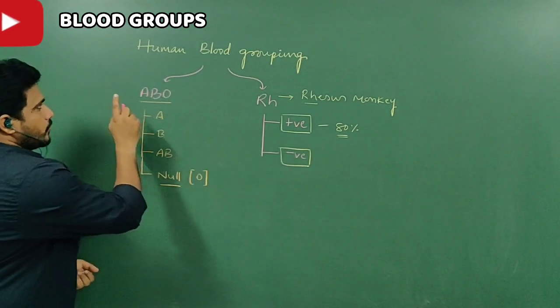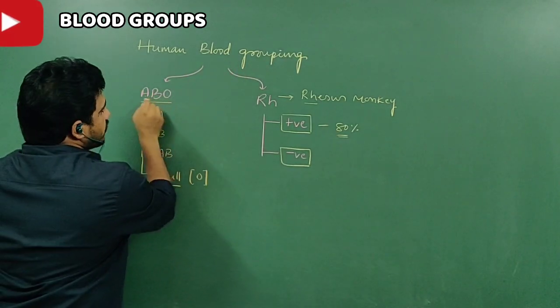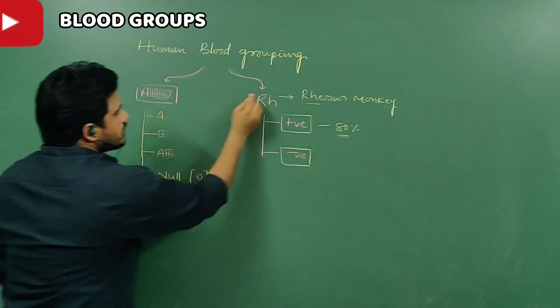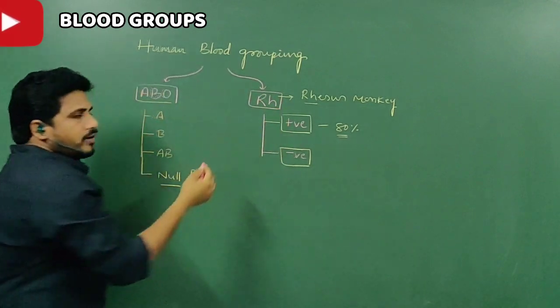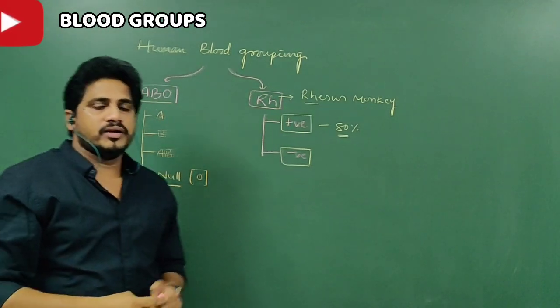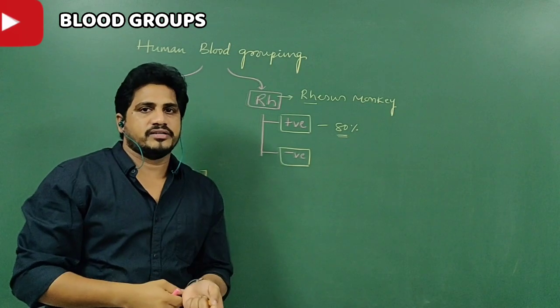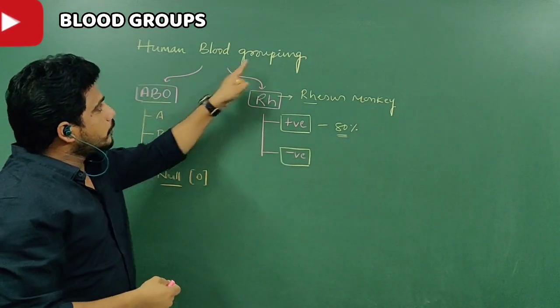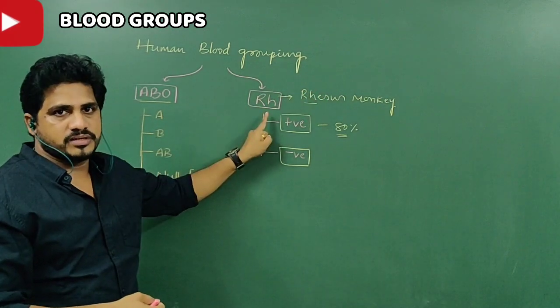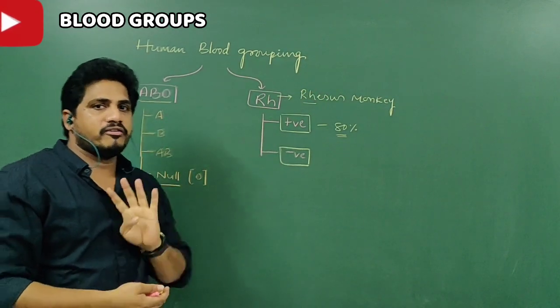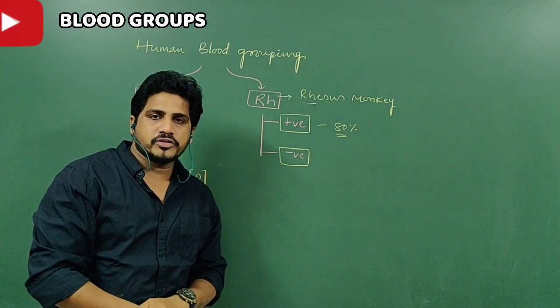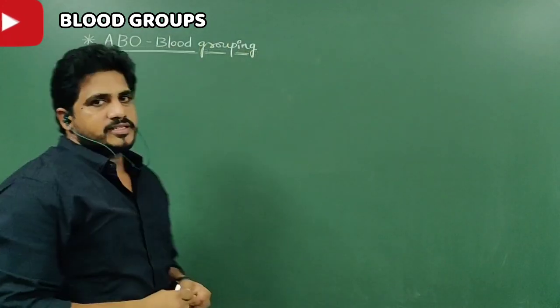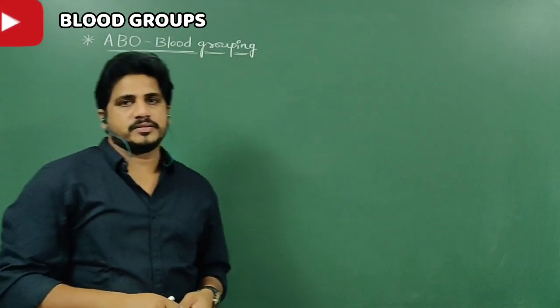So, human blood grouping systems are two types, ABO and RH. Human blood groups are different from human blood grouping systems. That is where you have to understand. I just discussed blood grouping systems, two systems. Human blood groups, there are four. First, let me discuss the ABO blood grouping system.